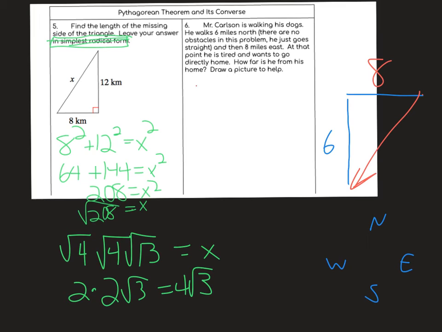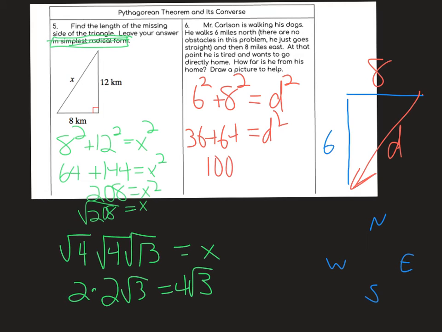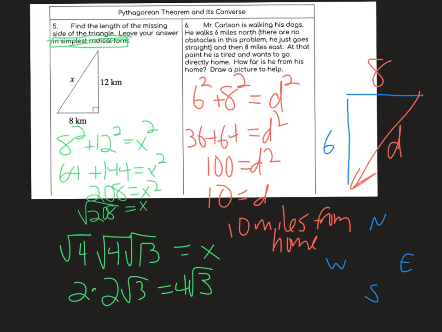So this is a right triangle. So 6 squared plus 8 squared equals, I'm going to call it his distance squared. I'm going to call that D. 6 squared is 36. 8 squared is 64. That's 100 for D squared. So that means D is 10. So he is 10 miles from home. Now that seems like a lot, but he walked 14 miles. So 10 miles is a lot less.